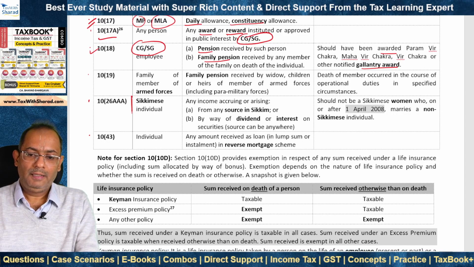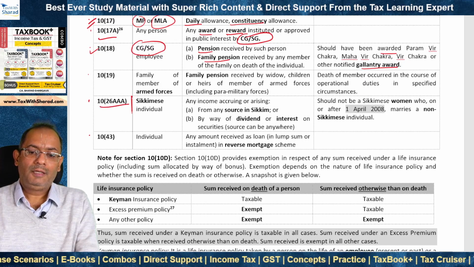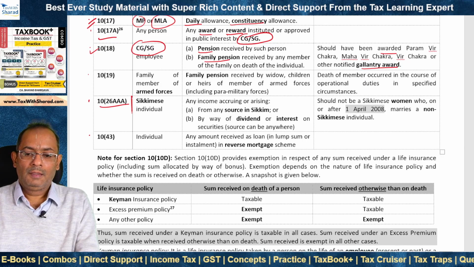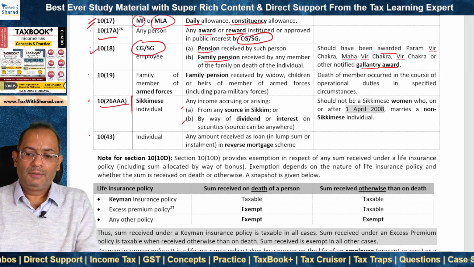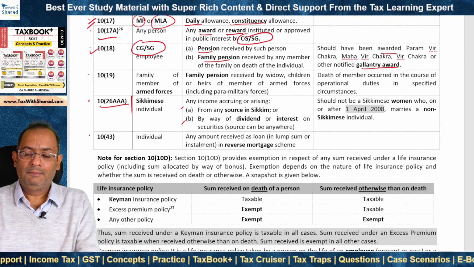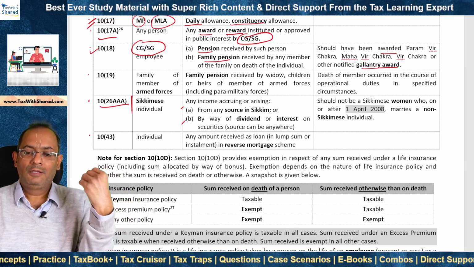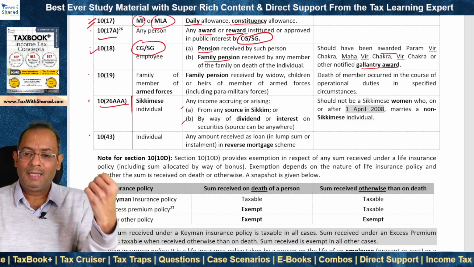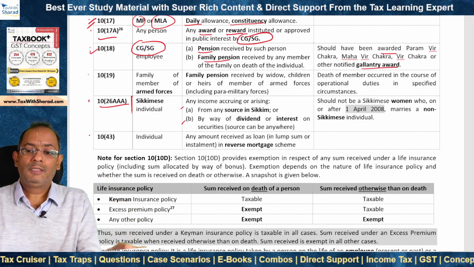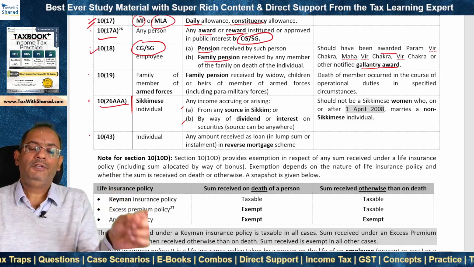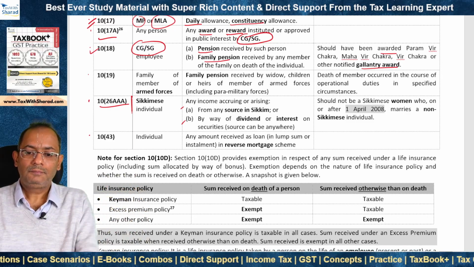So Sikkim is a state in India. Exemption under section 10(26AAA). Two kinds of incomes are exempt. One, from any source in Sikkim. The source can be any source, from a house property, from transfer of a capital asset, from business, salary, etc. If the source is in Sikkim, the income is exempt if the individual is a Sikkimese individual.